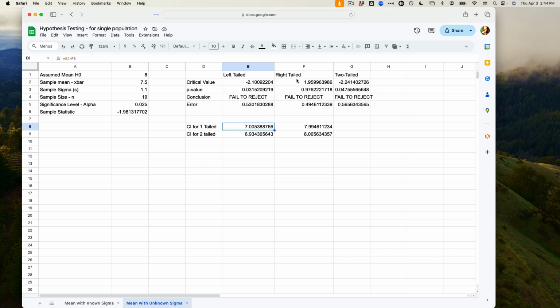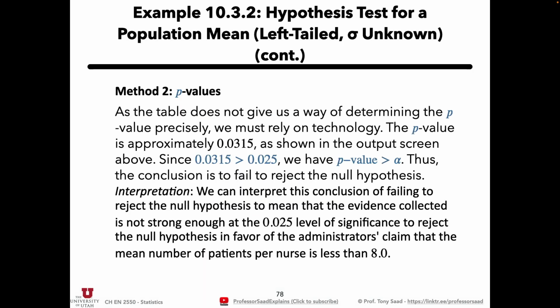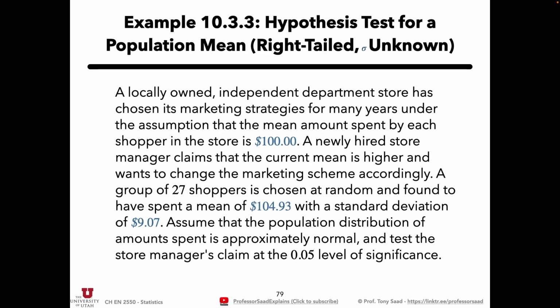Now we can do the same thing for right-tailed and two-tailed. So let's do those based on examples. Okay, we'll go a little quicker. Method 2, p-values. This is a right-tailed test with sigma unknown.